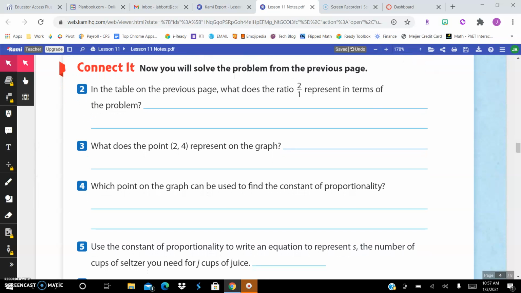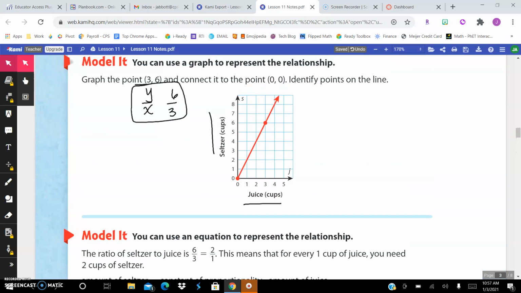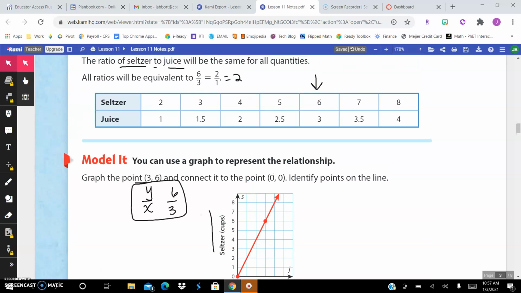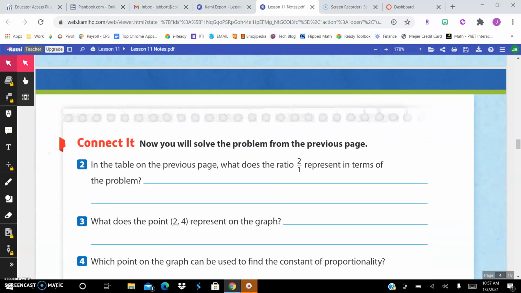All right. In the table on the previous page, what does the ratio 2 over 1 represent in terms of the problem? So 2 over 1 is 2. So 2 what? So remember here it was seltzer to juice and 2 over 1. So the top would be seltzer and the bottom would be juice. So 2 cups of seltzer to 1 cup of juice.